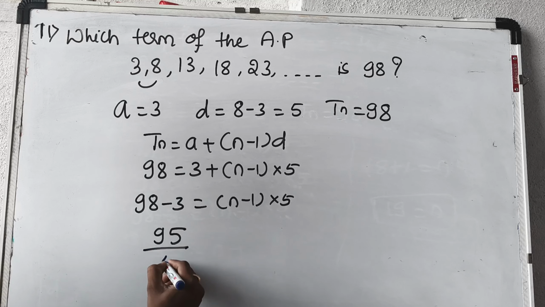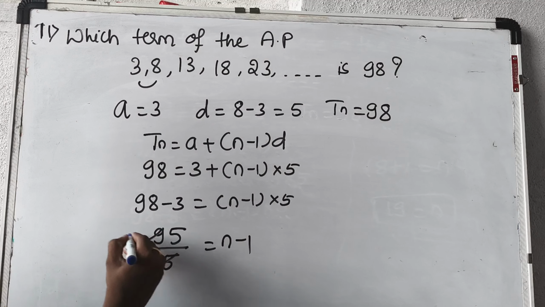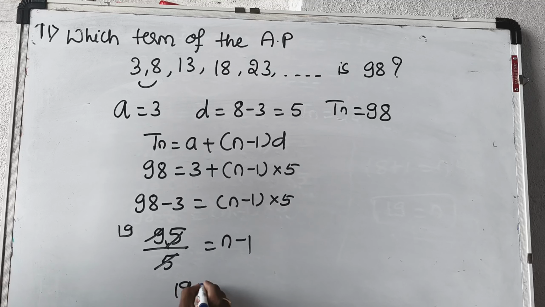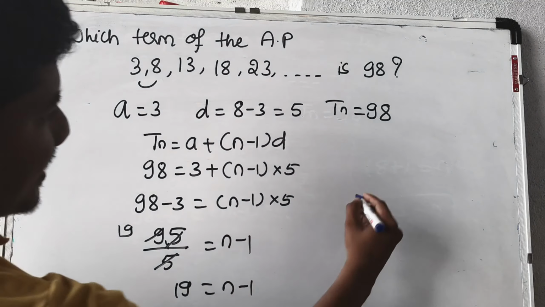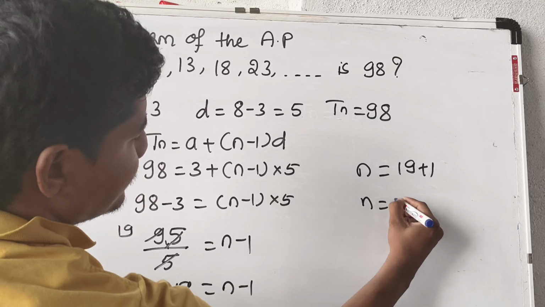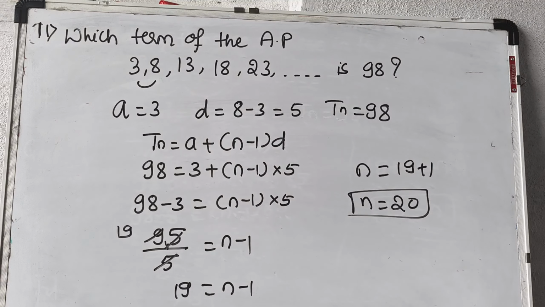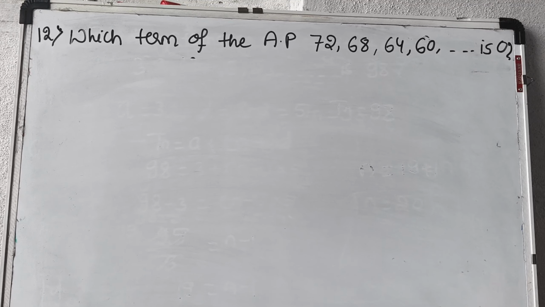(n - 1) into 5 becomes divided by 5. 95 divided by 5: 5 ones are 5, 4 remains, 5 nines are 45, so 19. n minus 1 is equal to 19. Take minus 1 this side, it becomes plus 1. 19 plus 1, therefore the 20th term of this AP is 98. This is how we have to solve this problem.